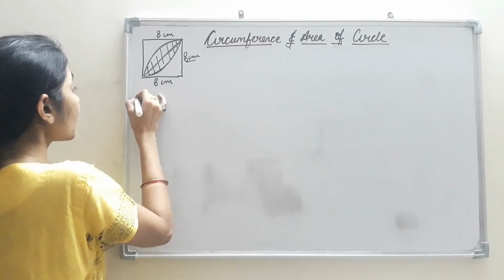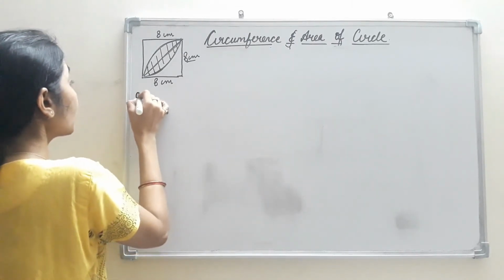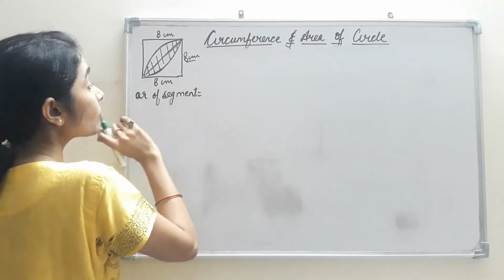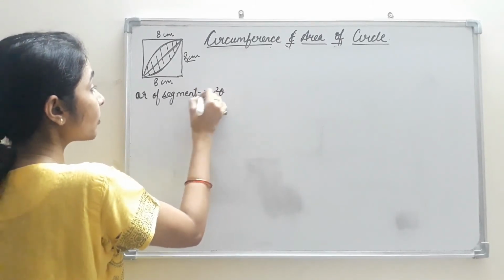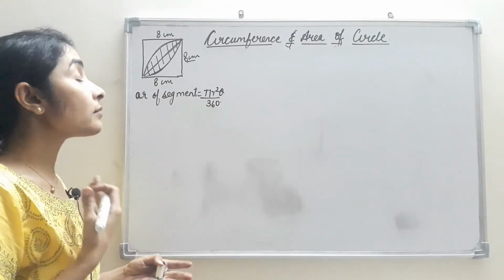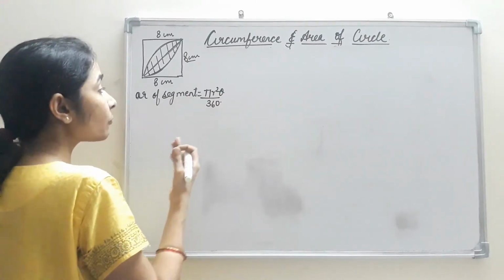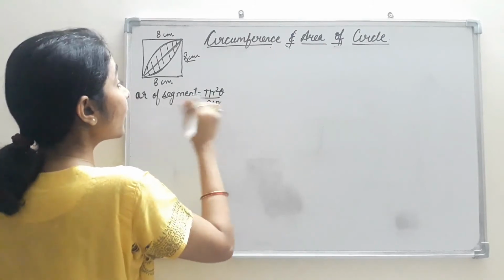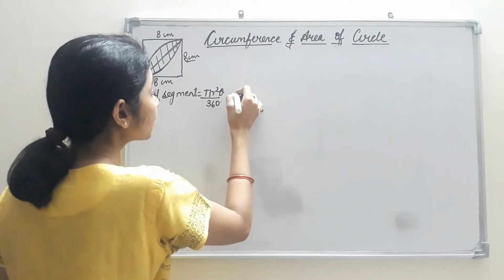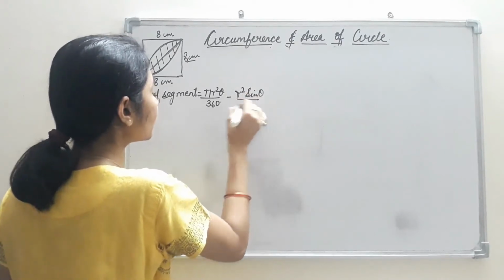So what is the formula for the area of a segment? Area of segment is equal to pi r square theta upon 360. Now here theta upon 360 we can take on our own. It is a quadrant, so we can also take 1/4 of pi r square. If I take here 1/4 of pi r square, that will also do, and minus r square sine theta upon 2.